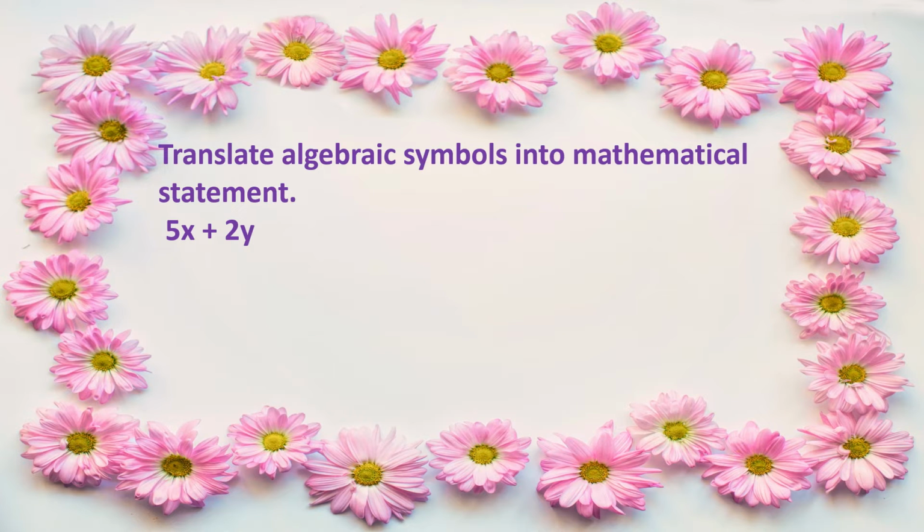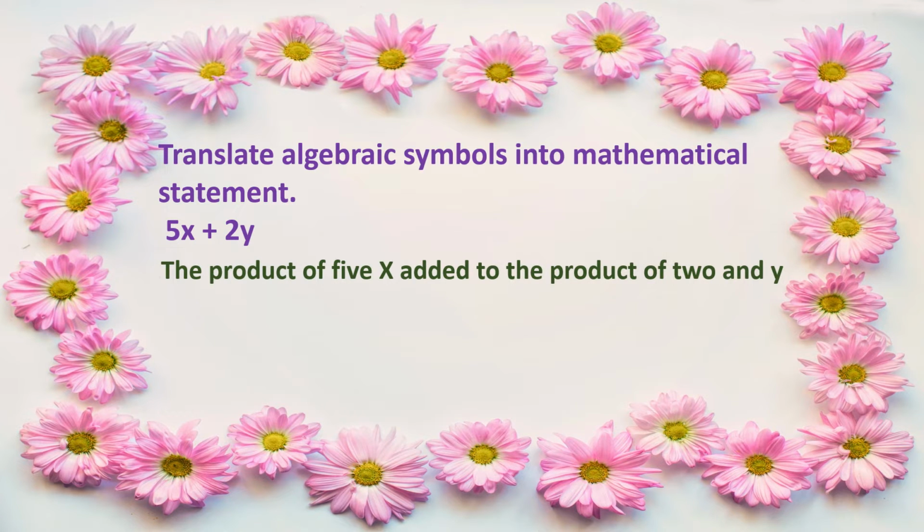Last question in this, 5x plus 2y. How can you write this as a mathematical statement? We can write this in many ways. First, the product means multiply, isn't it? 5x, 5 into x. So the product of 5 and x, then add, plus added to the product of 2 and y, like that we can write. Or we can also write the sum of 5 times x and 2 times y.